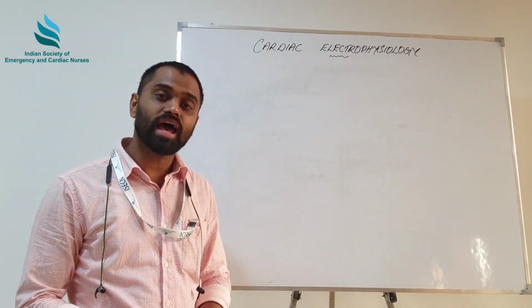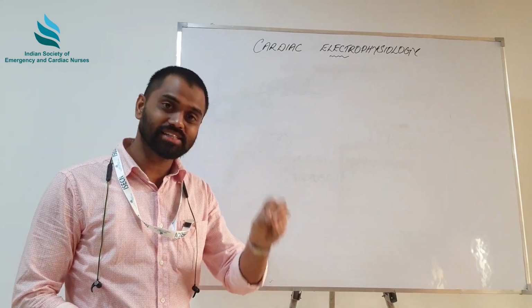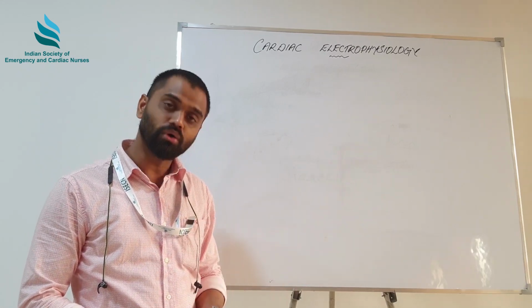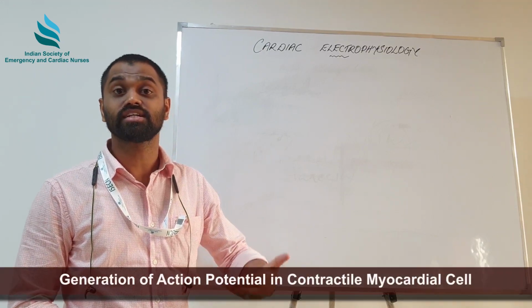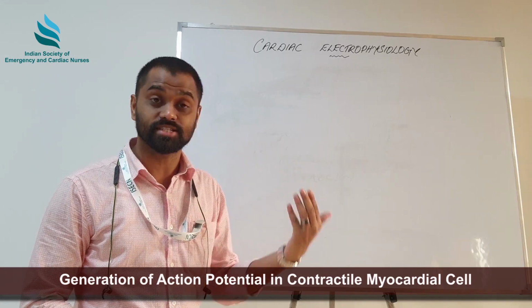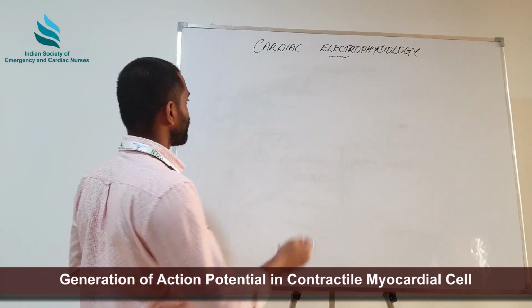Now let us see what happens to the cell when it moves from the resting state to the active state. How is an action potential generated in a cell and how is it conducted to the adjacent parts of the cell or even to the adjacent cells? So let's see, here we have a myocardial cell.